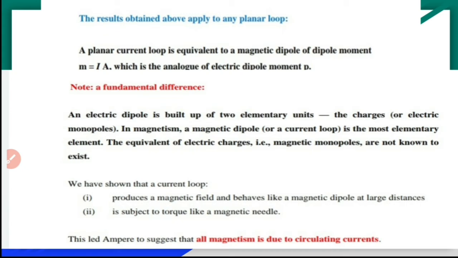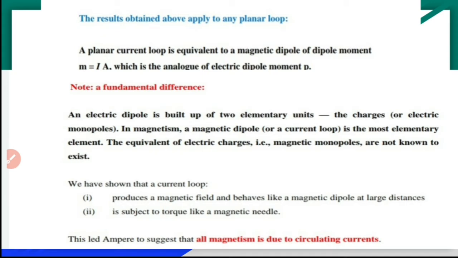Both the dipole moment and the magnetic moment of the current loop are represented by the letter m. Both are similar to the electric dipole moment which we studied in electrostatics. But there is a difference between the magnetic moment and the electric dipole moment. An electric dipole is made up of two elementary units, that means two charges, one positive and the other negative.